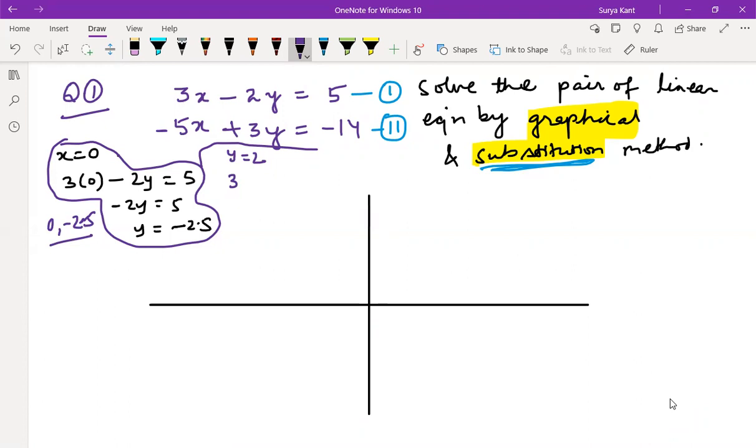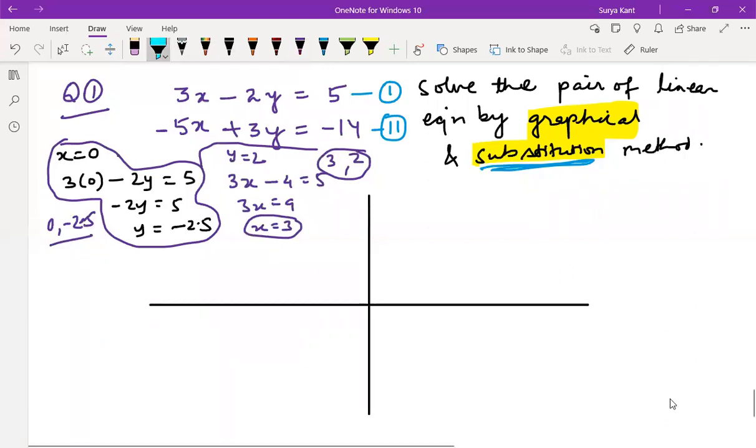Now the second coordinate, we want to find the second point from here. So 3x minus 4 is equal to 5, right? So 3x is equal to 9, x is equal to 3. Is it clear, children? If y is equal to 2, we are getting x is equal to 3. This coordinate is clear, how I find these two coordinates? Yes, sir. Sai Charan, is this clear or not? Yes, sir, it's clear.